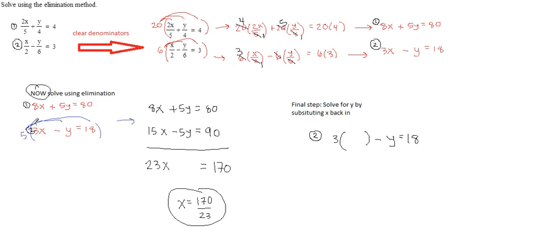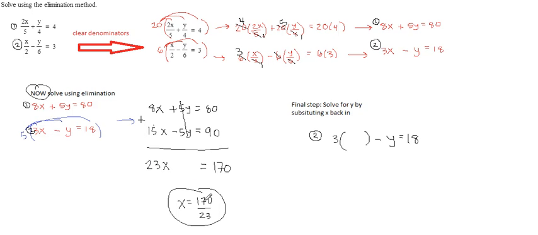So 5 times 3x gives me my 15x right here. 5 times negative y gives me my negative 5y here. And 5 times 18 gives me my 90 here. Now we're ready to use the elimination method by adding straight up and down. So 8x plus 15x makes 23x. 5y plus negative 5y makes 0y, so I don't even need to write it there. And 80 plus 90 makes 170. Now I've got it down to one equation with just an x in it, no more y's at all. So we're ready to solve for x by dividing by 23 on both sides.